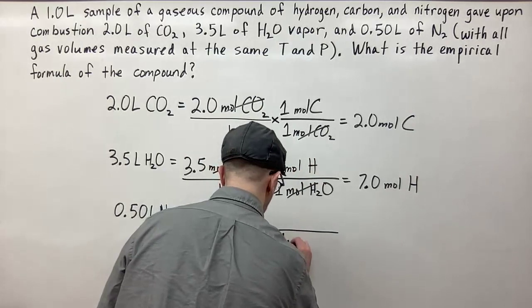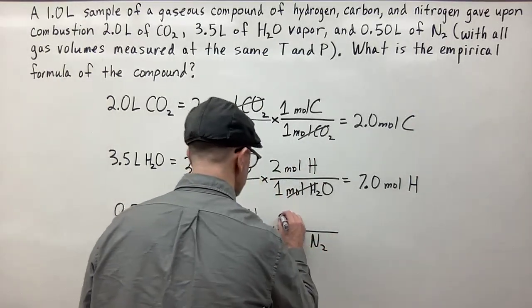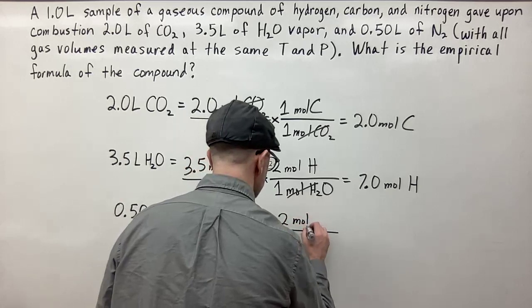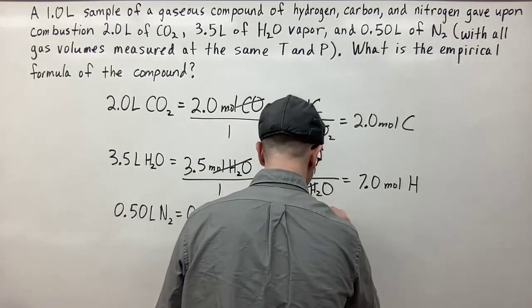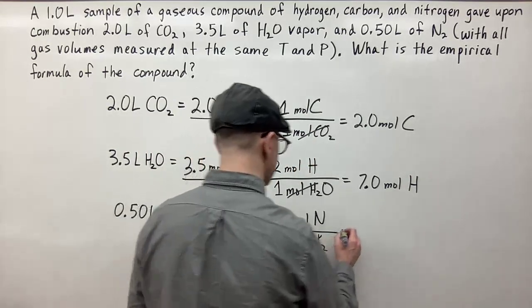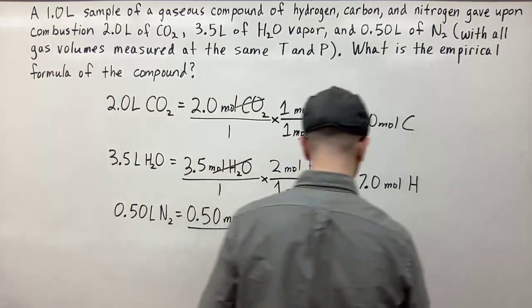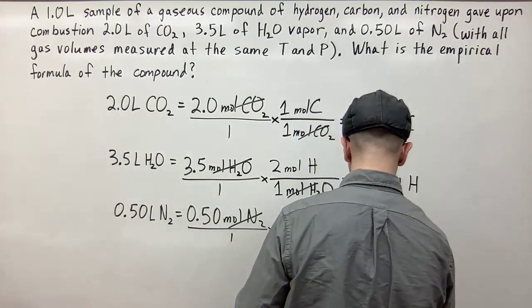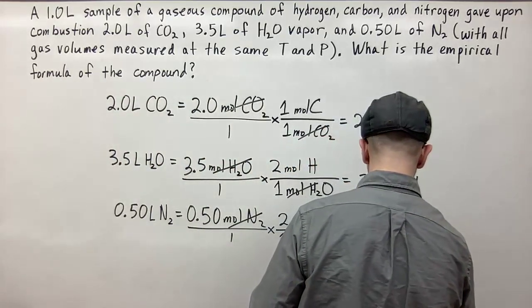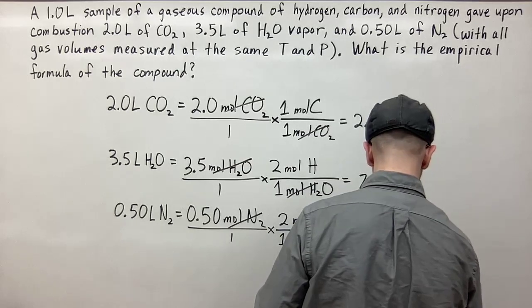So 1 mole of N2 on the bottom, 2 moles of N on top. Moles of N2 are going to cancel out, and then I multiply a half times 2 gives me 1.0 moles of nitrogen.